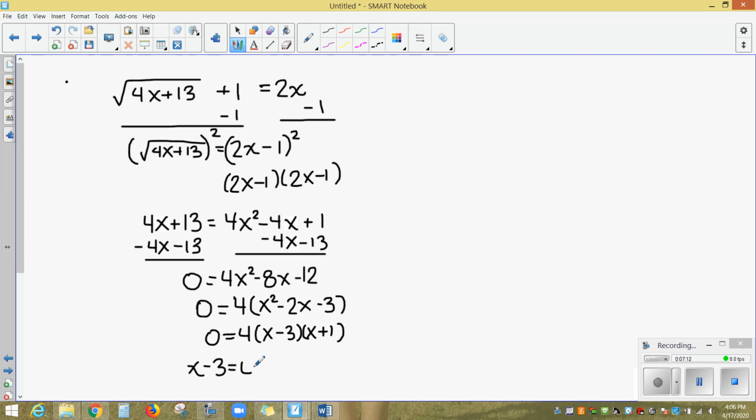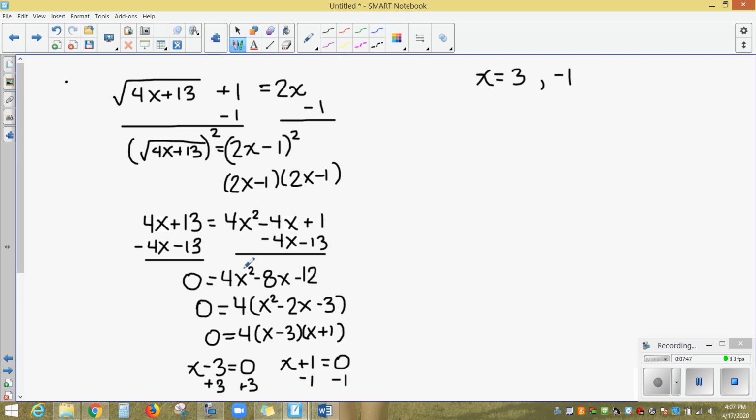If the product of 2 or more numbers, I have 3 of them here, is equal to 0, I know one of them has to be equal to 0. Okay, 4 is not 0. 4 is not a variable, so 4 has no effect. It doesn't lead us to any solutions. 4 is just 4. So we know the 0 either comes from here or from there. That means our two possible solutions, again, are positive 3 and negative 1.